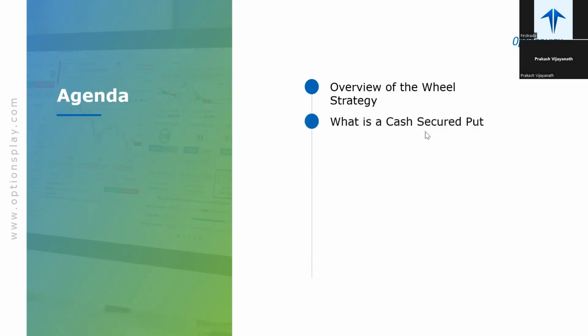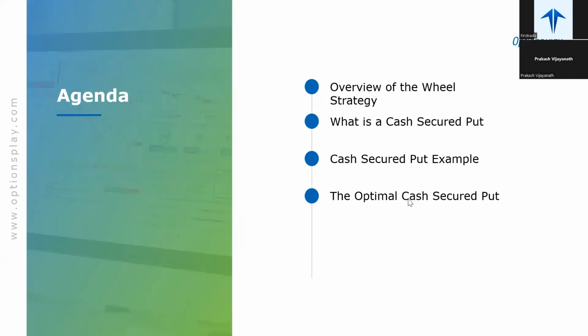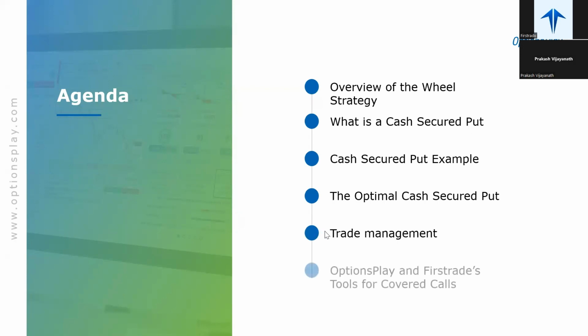We'll take a deeper dive into the cash secured put basics. I will take a look at an example of a cash secured put. We'll look at the optimal cash secured put, a very important part of today's webinar: finding the correct strike price and expiration date. We'll take a look at trade management as well. So what happens after you open a cash secured put? How do you manage it? When do you roll? When do you close? Or when do you simply allow assignment?